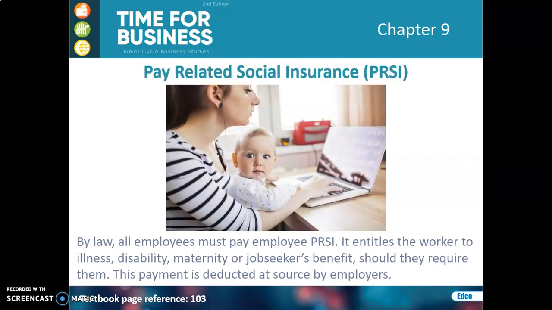Pay-related social insurance is also a compulsory insurance. By law, all employees must pay PRSI. And of course, sometimes people consider this like a tax. It's actually a form of social insurance. But then if you were to lose your job, you might get illness, disability, maternity, or job seekers benefit. So it entitles you to those social welfare payments from the government.